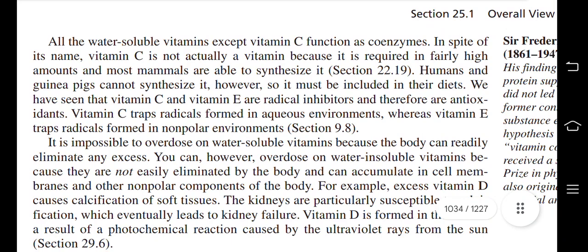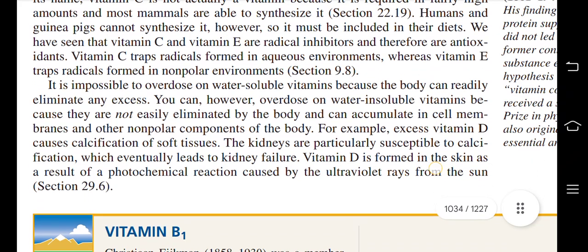All the water soluble vitamins except vitamin C function as coenzymes. In spite of its name, vitamin C is not actually a vitamin because it is required in a fairly high amount and most mammals are able to synthesize it. Humans and guinea pigs cannot synthesize it, however, so it must be included in their diets. We have seen that vitamin C and vitamin E are radical inhibitors and therefore are antioxidants. Vitamin C traps radicals formed in aqueous environments, whereas vitamin E traps radicals formed in non-polar environments.